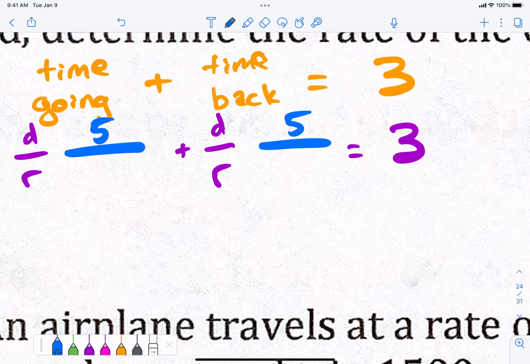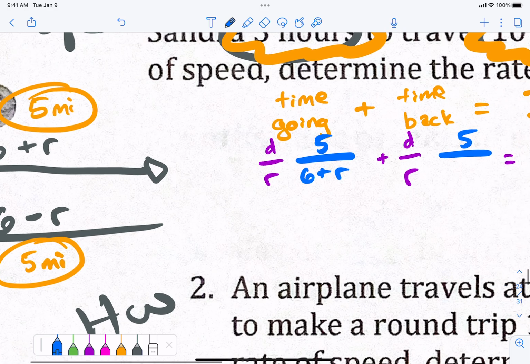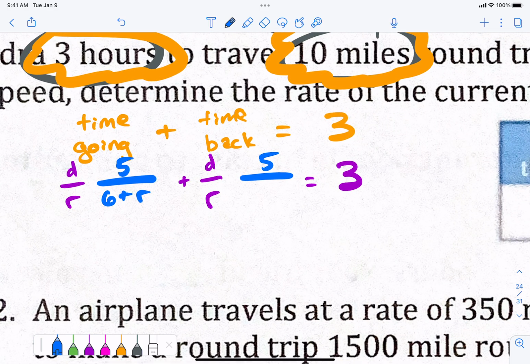Okay. Now, what's my rate that I'm going? 6, if it's in still water. Okay, so it's 6 plus whatever the rate is, right? That's my rate that I'm going. It's 6 plus whatever the rate of the current is. Okay, the rate that I'm coming back at is going to be 6 minus the rate, right? Okay, depending on the stuff.